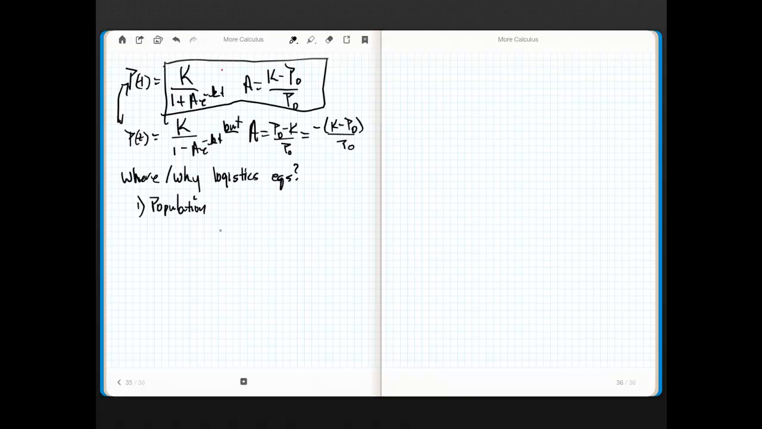Population. All right. Clearly, a population runs out of something, starts to die off, starts to have disease, starts to have predation, et cetera, et cetera. Now, why do you think they use the word logistics? Where have you heard of logistics before? Hopefully, you've heard of it in business.